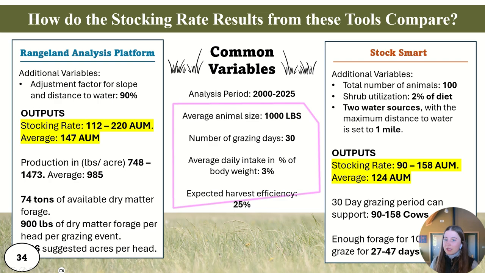But let's take a look at the stocking rate ranges. For the Rangeland Analysis Platform over that 25-year period, the minimum was calculated as 112 AUMs and the maximum was 220 AUMs. For StockSmart over that 25-year period, the minimum was calculated at 90 AUMs and the maximum was at 158 AUMs. So again, that just goes to show how those two variables of water sources and slope, and then also some of your herd variables can change the outputs of these two stocking rate tools.